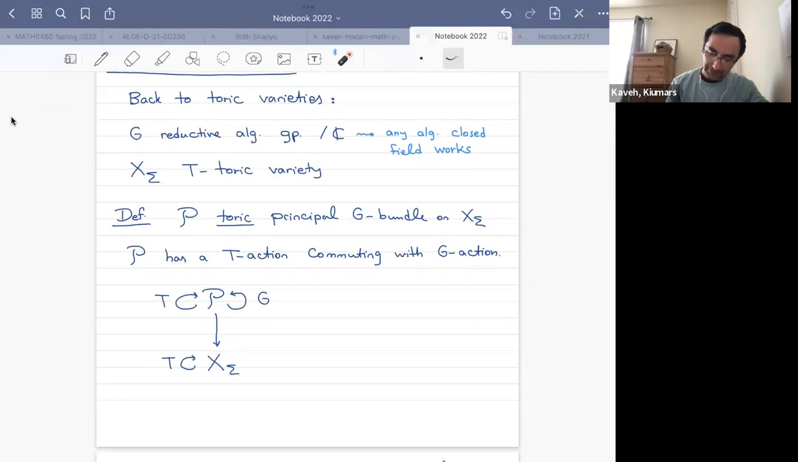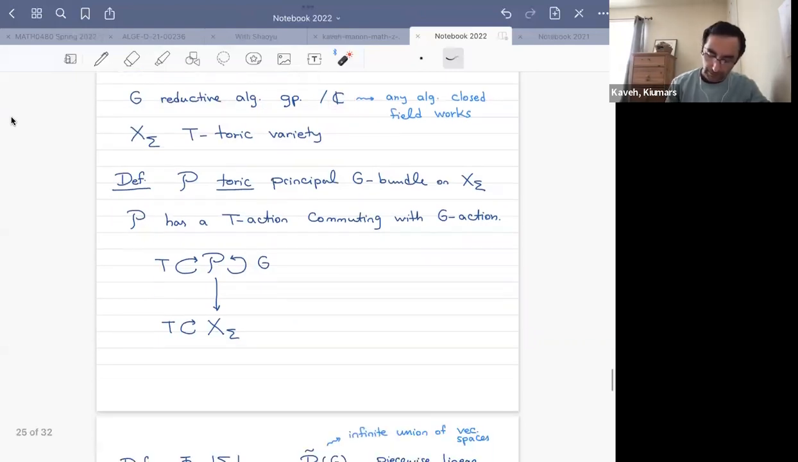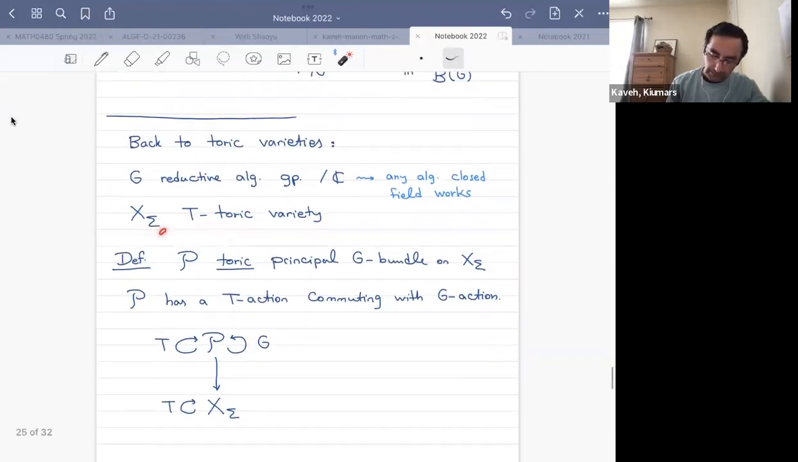So now that's the main theorem we have. G reductive algebraic group over C. I'm pretty sure over C may be reductive. Reductive may not be necessary, it may work for every algebraic group. X sigma toric variety with torus T. X sigma and T are unrelated to G.